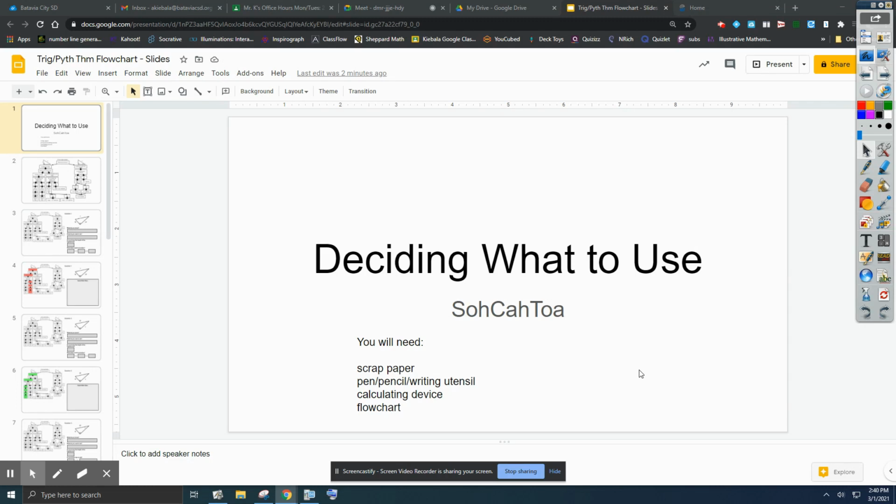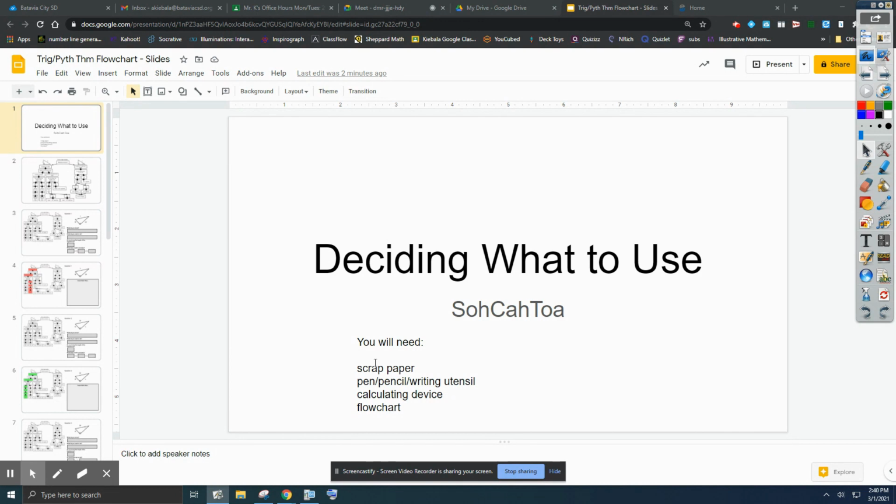Okay, this is going to help us decide what to use and when. We're still going to be using SOHCAHTOA for some of this. We're also going to be using the Pythagorean theorem, which is a squared plus b squared equals c squared. You're going to need scrap paper, a pen, pencil, or writing utensil, some sort of calculating device. Make sure that device is set to degrees.